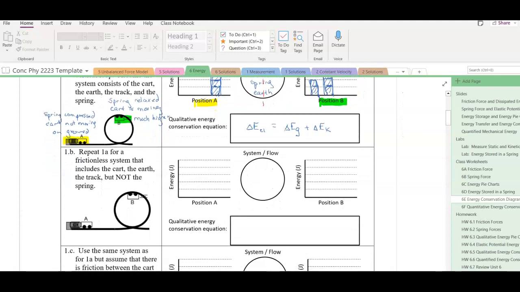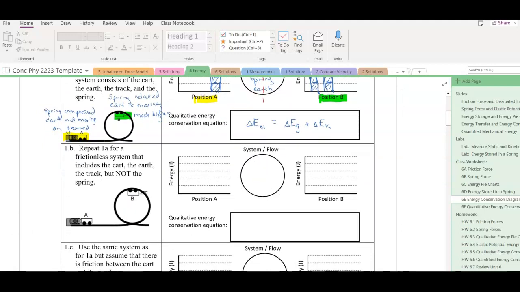In part B, we're looking at exactly the same system. In real life, the same thing is happening. It's a toy roller coaster. A spring is compressed. When it's released, the spring pushes the cart and it goes through the loop-de-loop. So what's happening at position A and position B is exactly the same as what we were looking at. But now we're going to define the system in a way that does not include the spring. Okay, so our system now will be the cart and the track and the earth, but it does not include the spring.